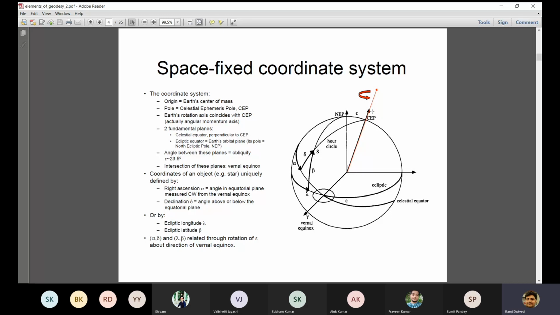Two fundamental planes are there. One is called the celestial equator, and the other is called the ecliptic. Now, what do you mean by ecliptic? What do you mean by celestial equator? There is a very simple concept. Your Earth is moving around the sun on a path which is called the ecliptic plane.